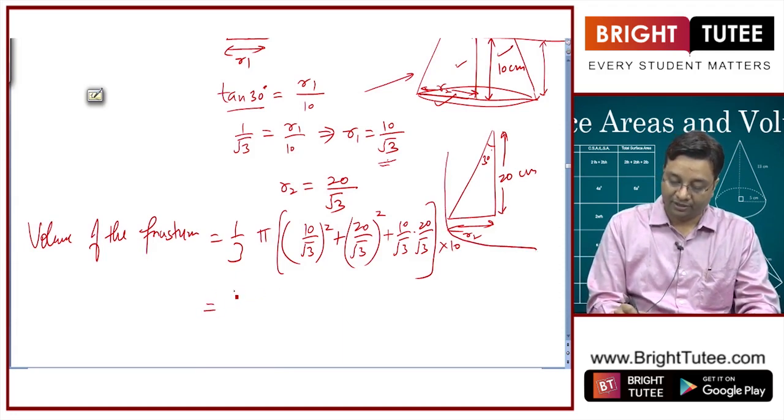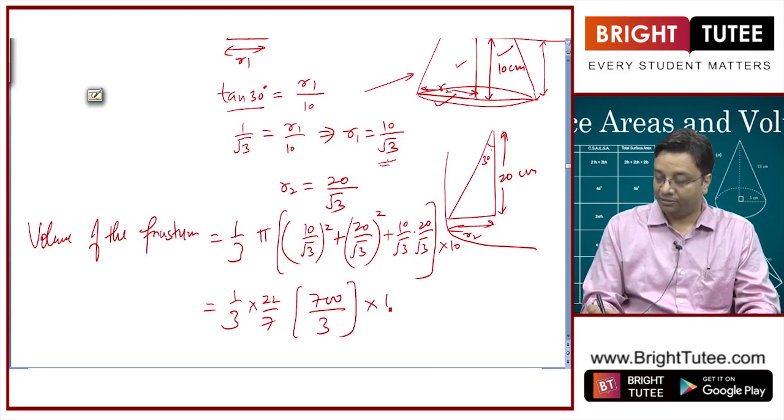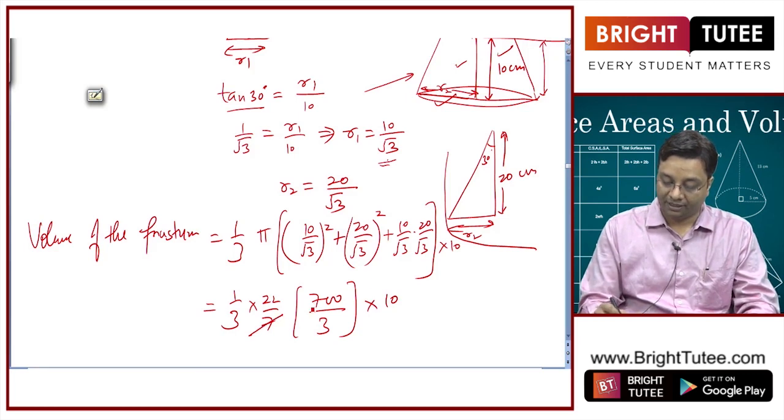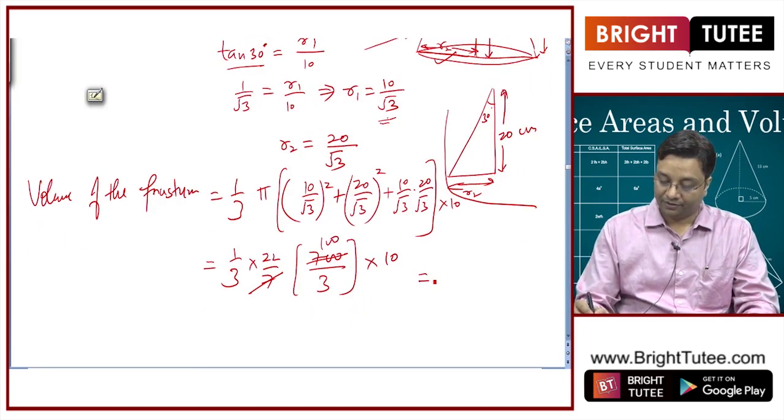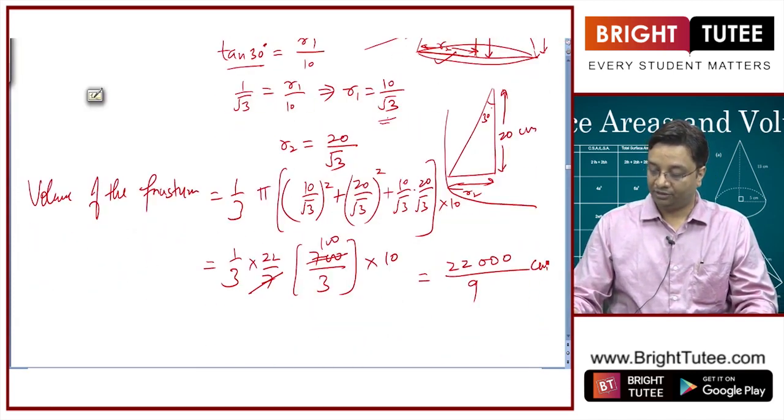Okay. So this is the volume here, 1 by 3 into 22 by 7. This will be 100 by 3. This will be 400 by 3. Right. So effectively it is 500 by 3 and from here it will be 200 by 3. So 700 by 3 into 10. So this 7 can be cancelled. Okay. So this is 22, 1, 2, 3 zeros divided by 9 and this is the volume in centimeter cubes.